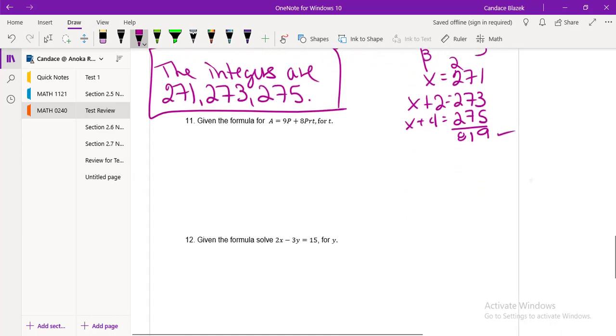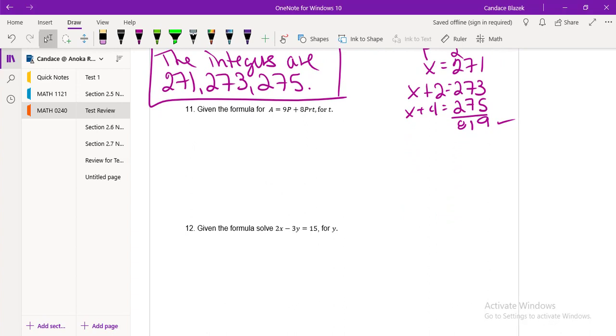Next, given the formula, A is equal to 9p plus 8p times r times t. We want to solve this for t. So I circled what I want to solve. My first step is to clear fractions and decimals. Don't have any. We would look for parentheses to clear. We don't have any parentheses.